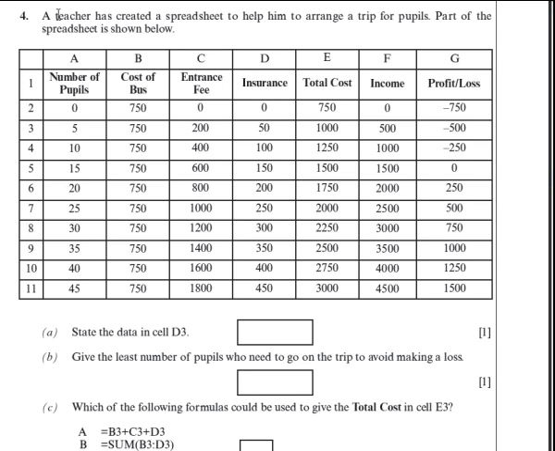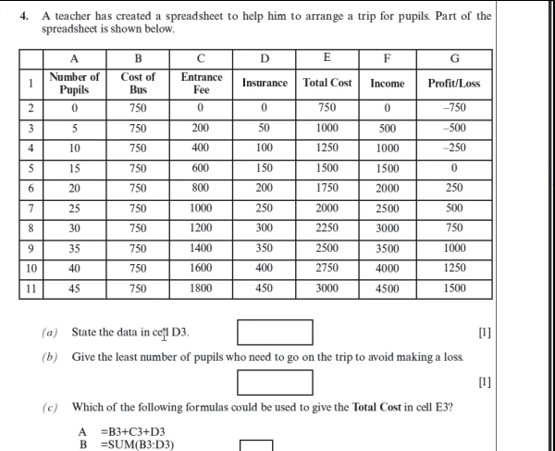Question 4. A teacher has created a spreadsheet to help him to arrange a trip for pupils. Part of the spreadsheet is shown below. So if we look at it, you've got number of pupils, cost of bus, entrance fee, insurance, total cost, income and profit and loss. Fairly straightforward.